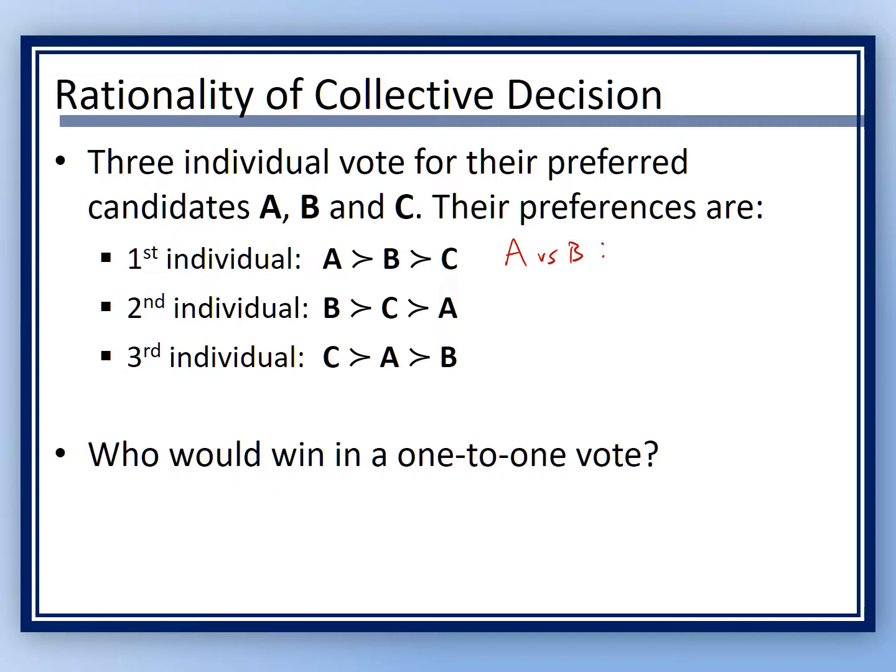Okay, A versus B. Who would win? We can just do it by majority vote. So the first individual prefers A to B, so that's 1 vote for A. The second individual prefers B to A, that's 1 vote for B. And the third individual prefers A to B, so that's 2 votes for A and 1 vote for B, right? Okay, that's fine.